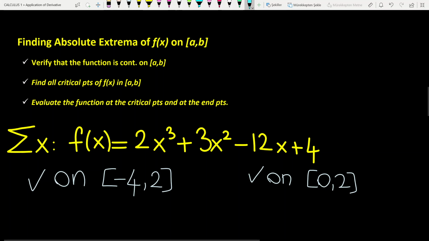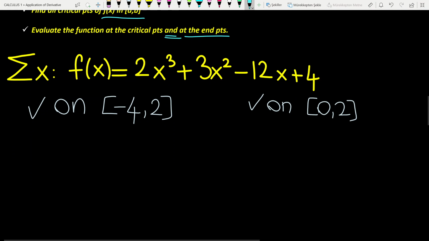Now let's look at this strategy. How do we find an absolute extrema of a function on a closed interval? Okay, we have a strategy. First, verify that the function is continuous on the given interval. Then find all critical points of f of x in the given interval. And finally, evaluate the function at the critical points and at the endpoints and compare all of them.